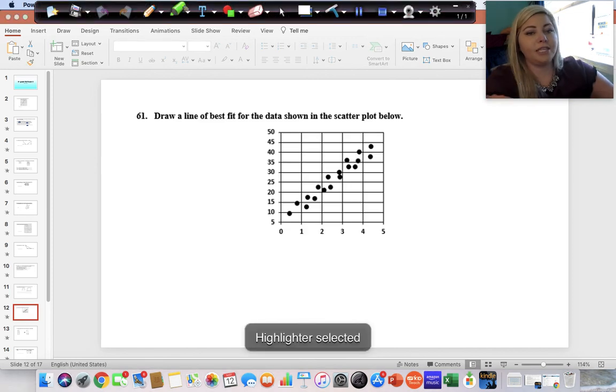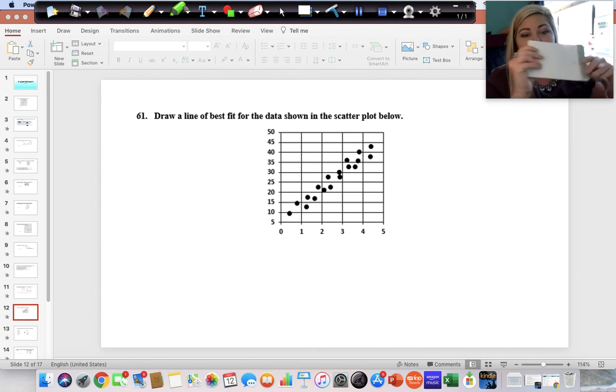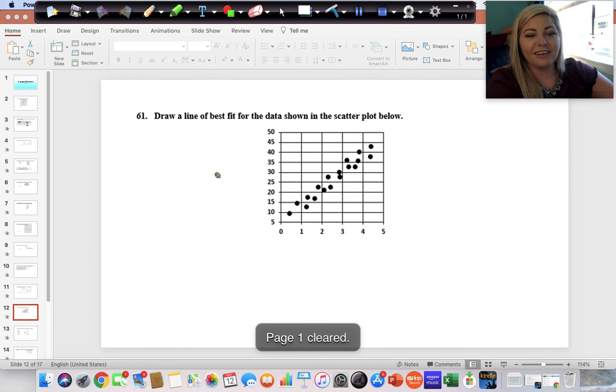Draw a line of best fit, and I'm terrible with this thing that I'm drawing on, so my apologies if it is not very straight. You want yours to be as straight as possible. Oh no. I hate when I do this. There we go. Sorry.